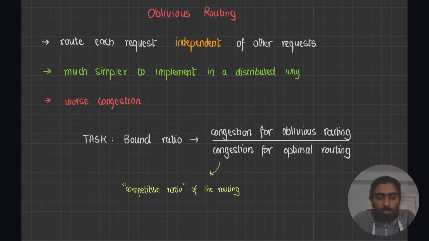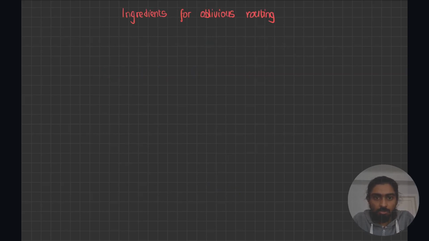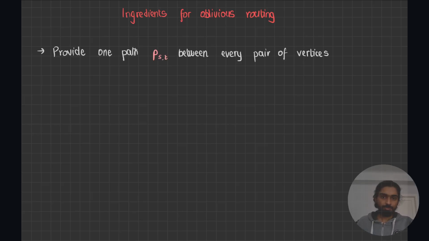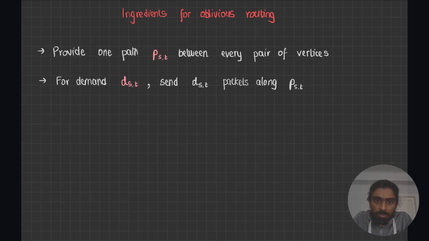So how would you get an oblivious routing? Well, for starters, you could try this. Suppose I say an oblivious routing is as follows. I give one path between every pair of vertices, and suppose I am asked to route 5 packets between S and T. I just route these 5 packets along the single path which I've provided. This could be an oblivious routing.